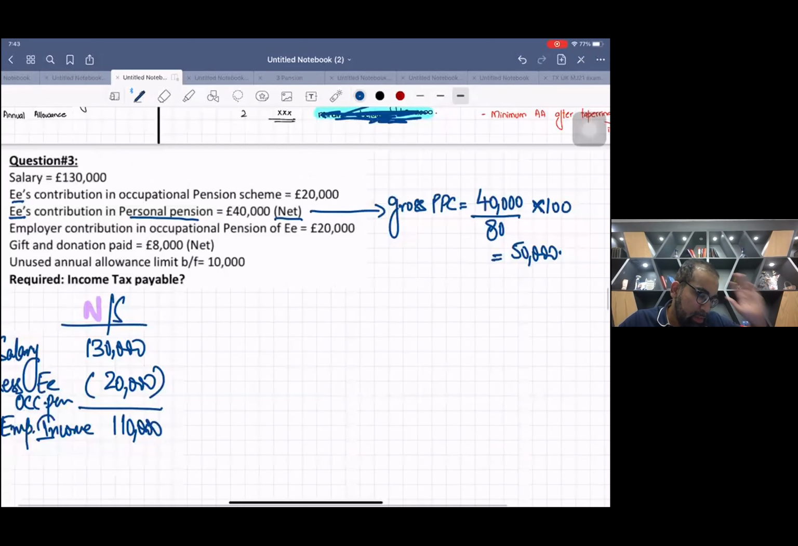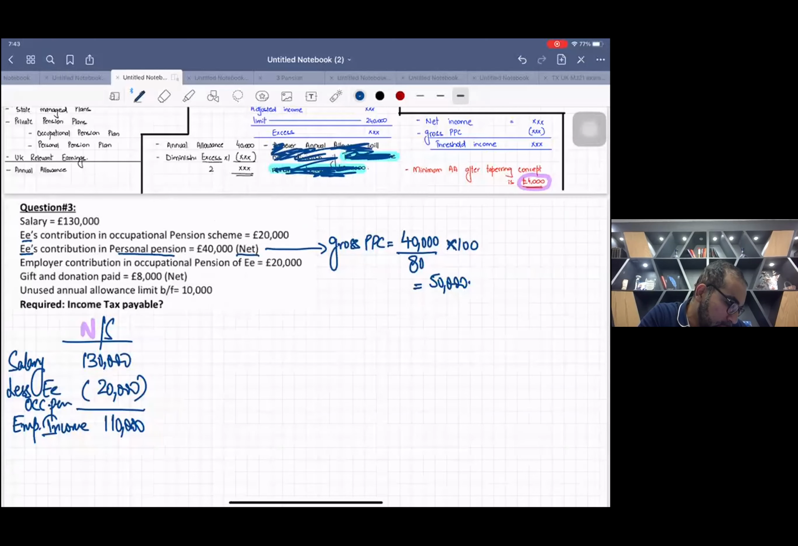Now let's read the third line. Employer contribution in occupational pension scheme. When the employer contributes to your occupational pension, it's an exempt benefit. And when it is an exempt benefit, you won't write it in the employment income. It's exempt, so you no need to write it. And you already got the relief.